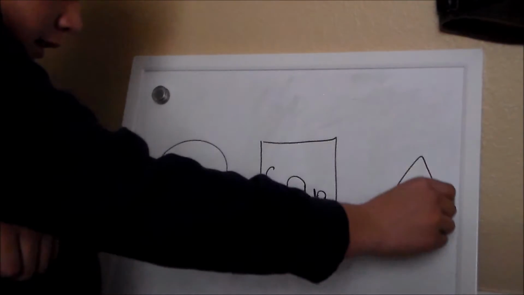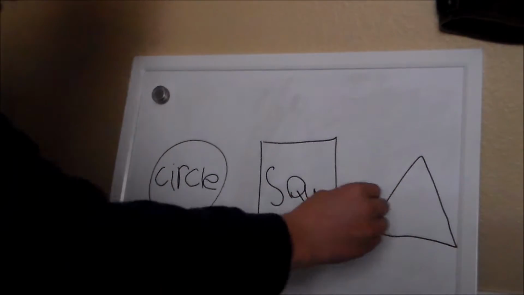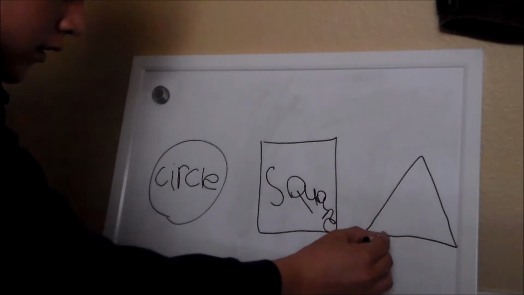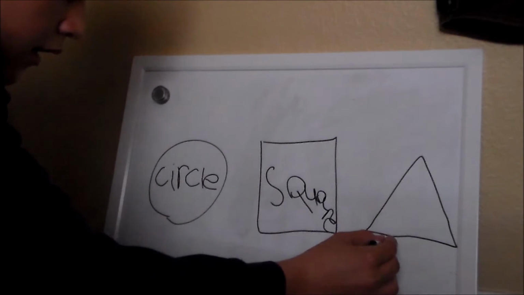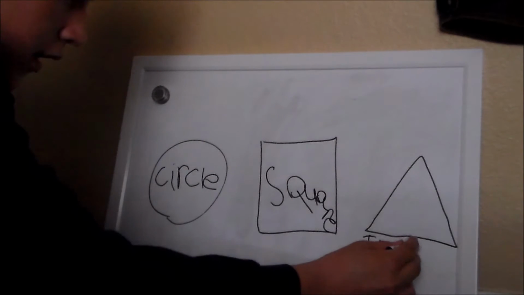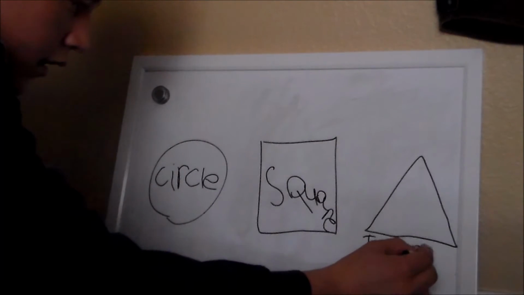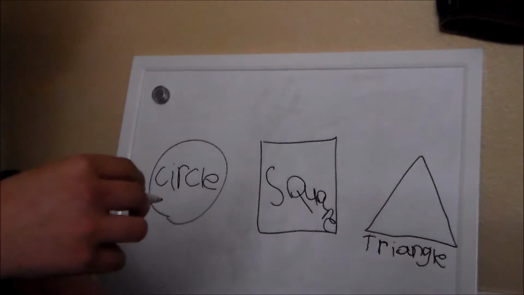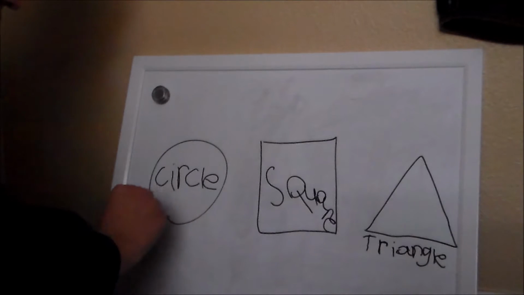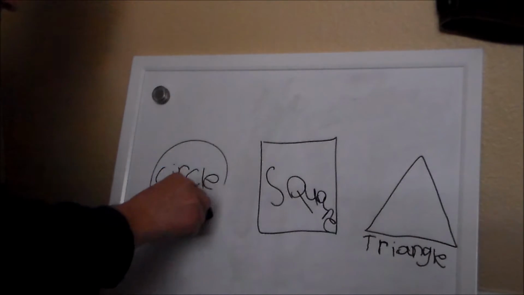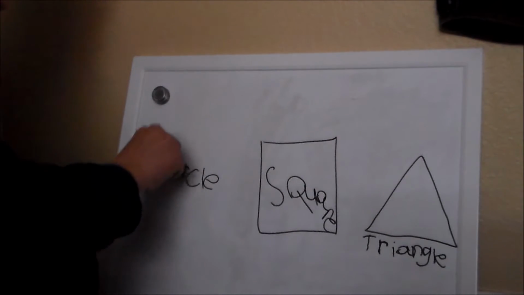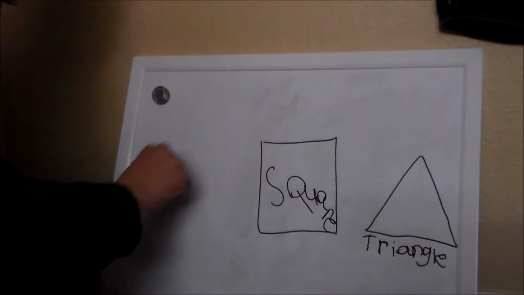Then we have the triangle. And you spell that, I'm going to write it down here because it's a big word. T-R-I-A-N-G-L-E. And that's a triangle. And those are three basic shapes that you see in the everyday world. I'm going to go ahead and erase this because we don't need it anymore for that.